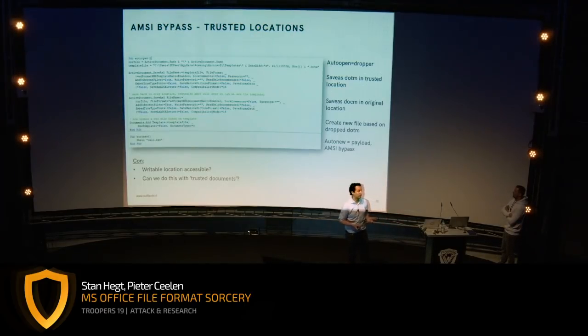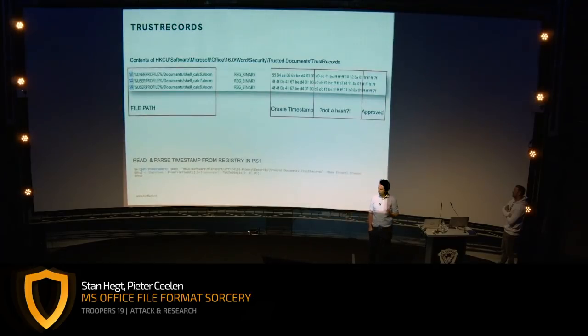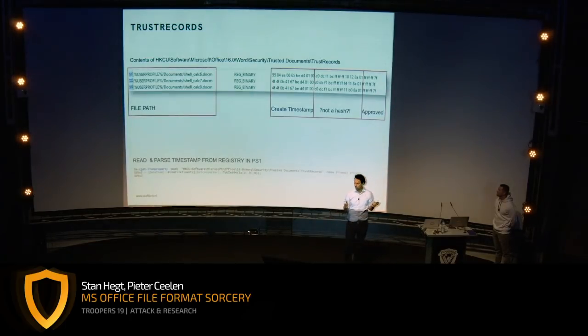So do we have a writable location where we can write? Can we do this maybe even with trusted documents? And this again is, well, I was already looking into trust records, because I was looking at it from a more defensive perspective. This is how Microsoft stores trust in a trusted document. This trust record is a registry key, and it has the file name, and it stores some attributes in a D-word. To create a timestamp, just 3 random values. I don't know what they are, but they're not a hash. And then this FF7F, which means it's approved.